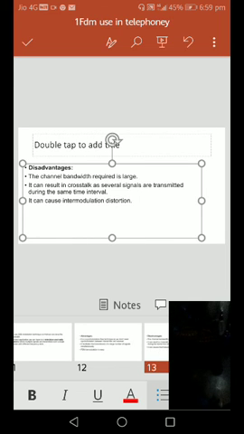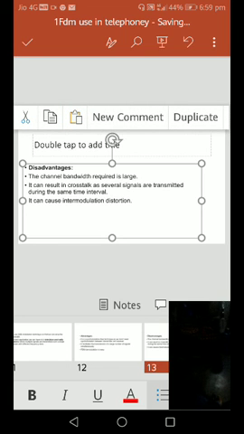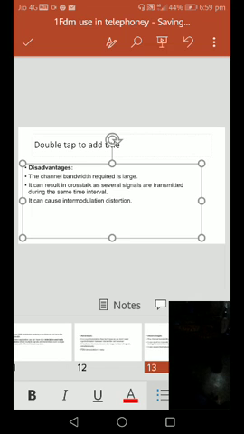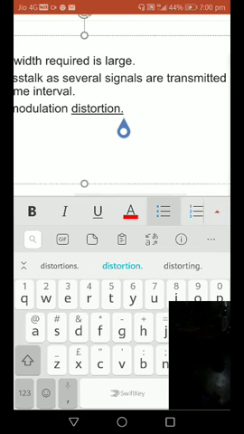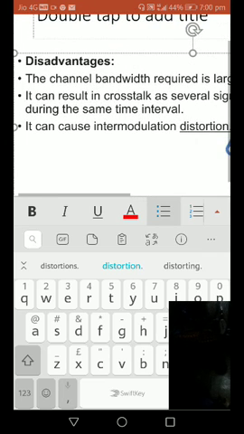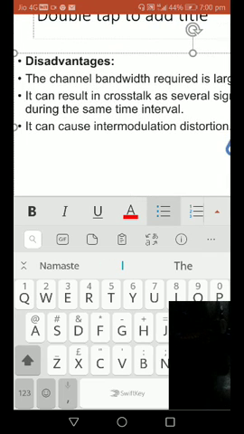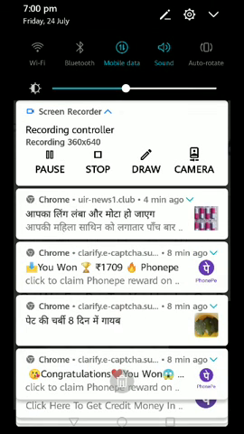In this way, this is the hierarchical structure of frequency division multiplexing. We have covered the advantages and disadvantages of frequency division multiplexing using a hierarchical structure.